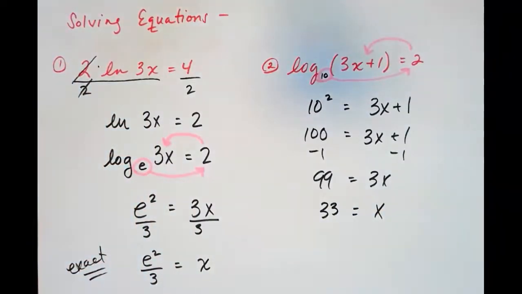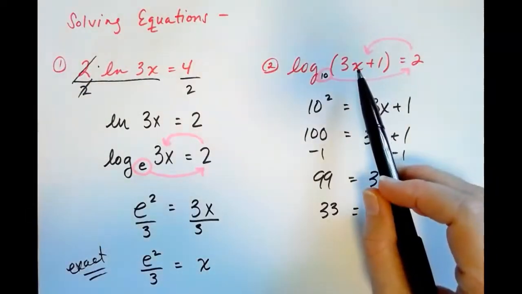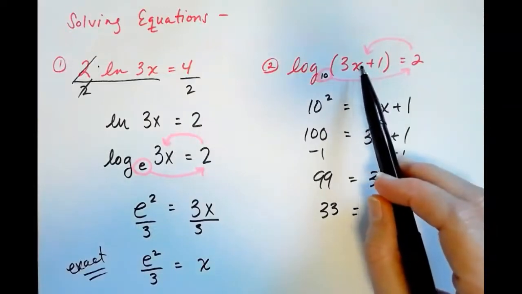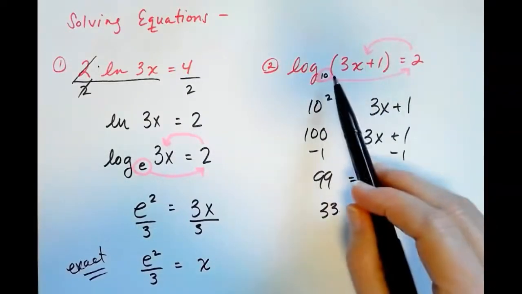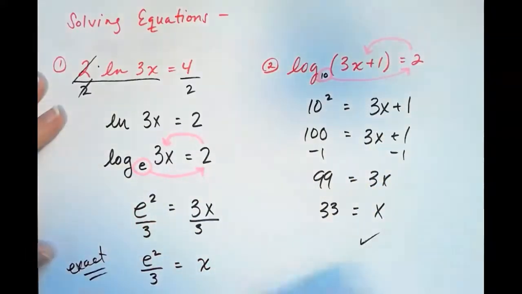And for both of these, if we go back here, think about this. e squared would be a positive number, and a positive number divided by 3 will be a positive number. So it is perfectly good and fine for us to have a positive number going in there. Also, if we put in a 33 here, it makes sense. 3 times 33 is 99. 99 plus 1 is 100. 10 squared equals 100. So both of these check with no issues whatsoever.